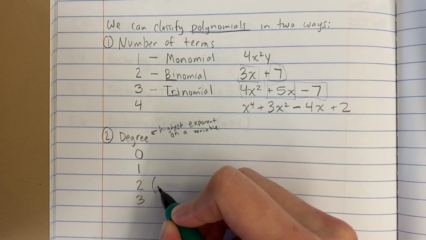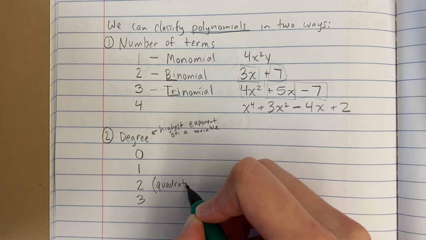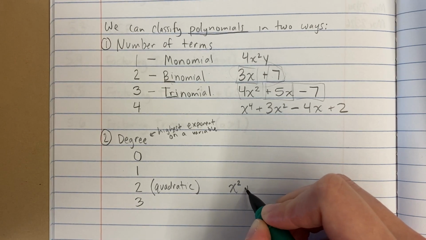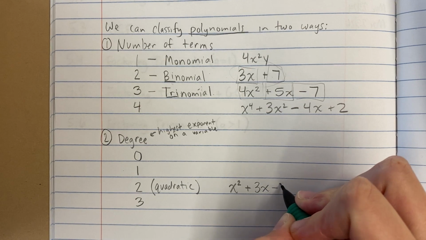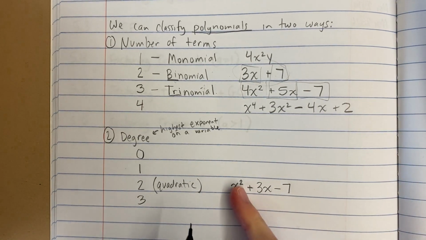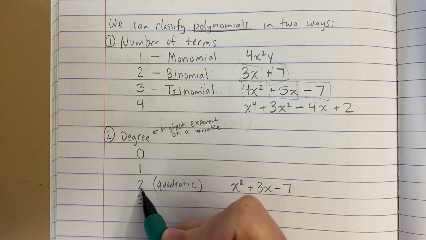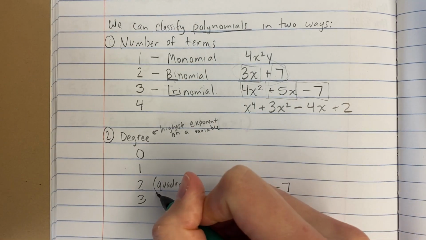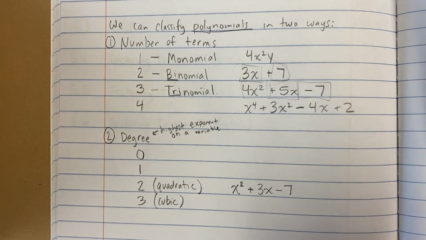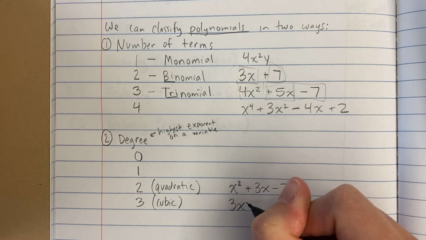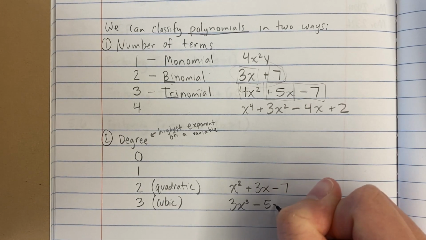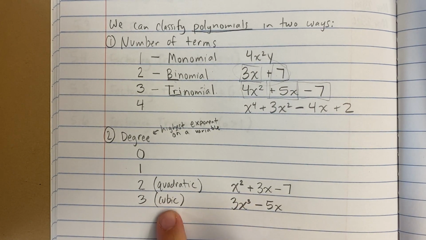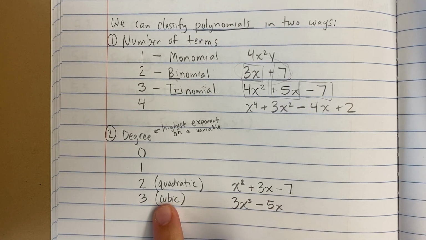So like a degree of 2 is quadratic. This is the one that we've already talked about, right? So if I see something like this, what's the highest exponent here? Well, this 2. The highest exponent is 2, therefore the degree is 2, and therefore we call this quadratic. If the highest exponent is 3, we call it cubic. So let's say, for example, I had something like this. What's the highest exponent here? Well, it's a 3. So that means this binomial is cubic.